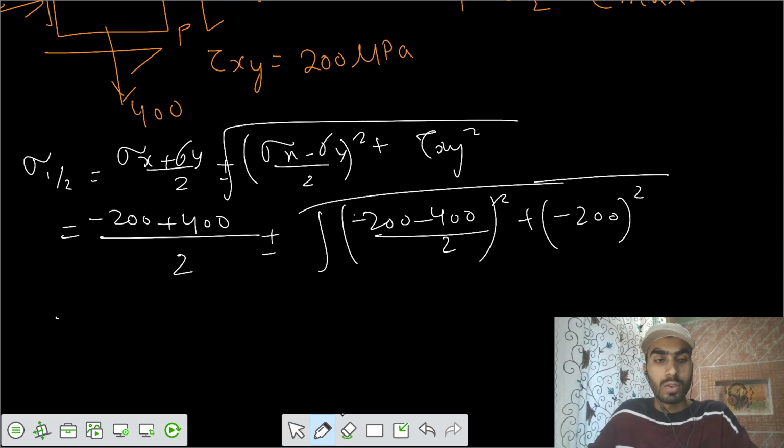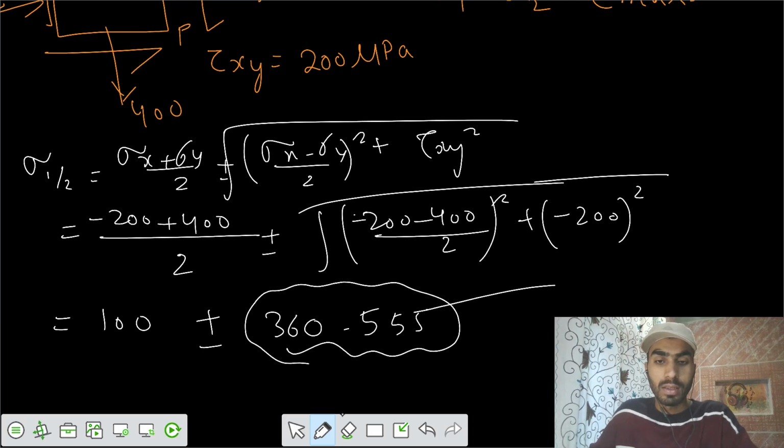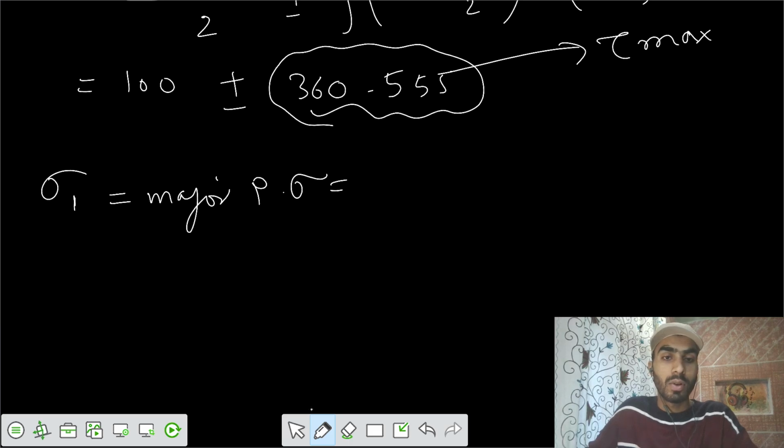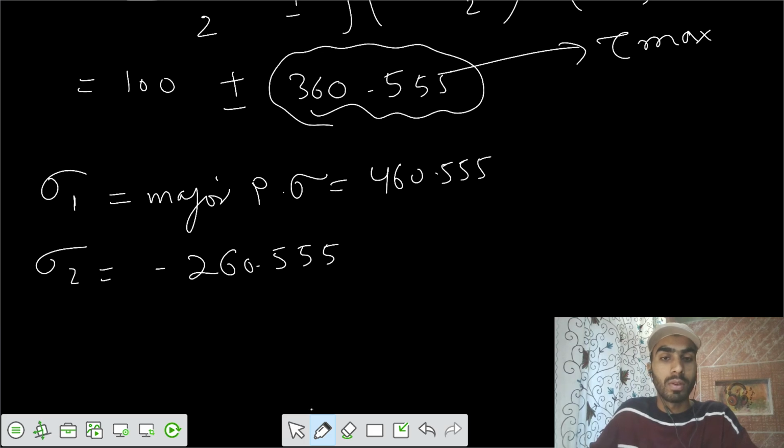So you solve that, you have 100 plus minus 360.555. This part is your tau max, so we can say this is your tau max also. So let's get those stresses. The major principal stress equals 460.555, and the minor principal stress is negative 260.555.